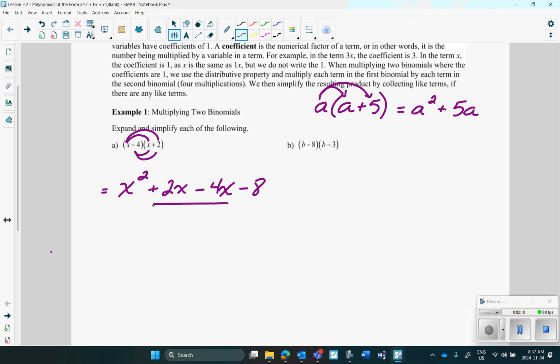Can I do anything further with this? I can combine these two, yes. So 2x minus 4x gives me negative 2x. So my final answer is x squared minus 2x minus 8. Try the second one. See if you can do the second one.